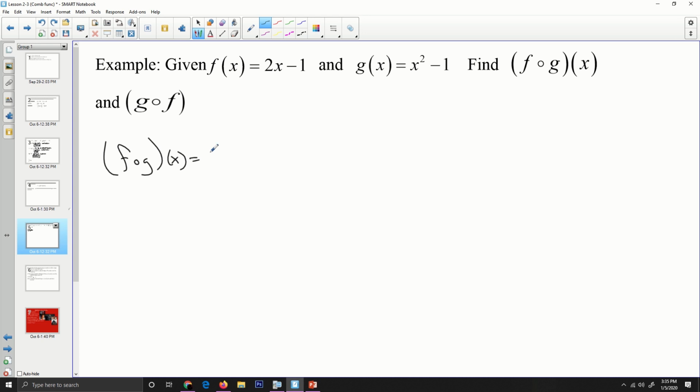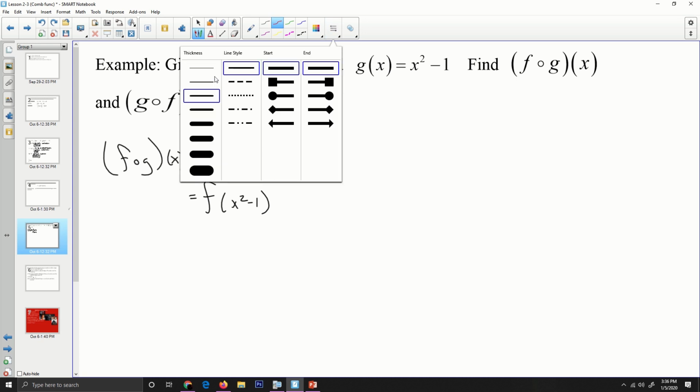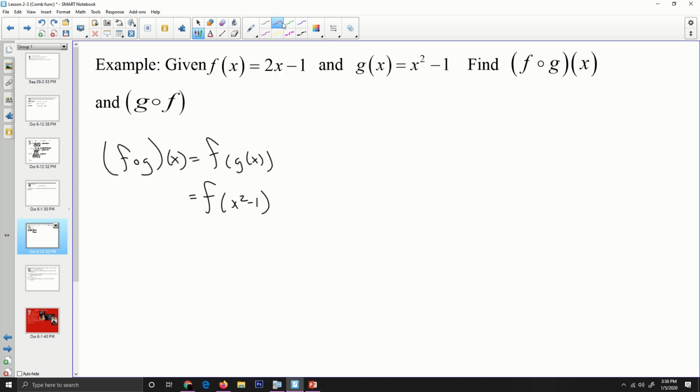So f composed with g of x is just f of g of x. And so g of x is defined as x squared minus 1. So I am taking that f and I am plugging in x squared minus 1 into f of x. All right. So if I said, and this is kind of an off to the side example, so let me write this off to the side in red.